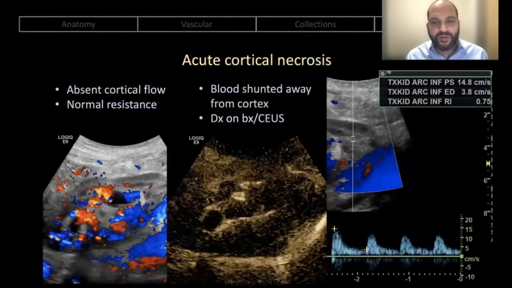When we're dealing with acute cortical necrosis, the findings can be subtle, actually. You really want to look for cortical perfusion, and absent cortical perfusion should raise the possibility of acute cortical necrosis. Even in the setting of normal resistance, there's a phenomenon called the Trueta phenomenon, where when you have acute cortical necrosis, blood actually gets shunted away from the cortex and down the medulla. So you can oftentimes, in patients with acute cortical necrosis, have completely normal resistive indices. The diagnosis can be made definitively either on biopsy or contrast-enhanced ultrasound if you see absent perfusion within the cortex.